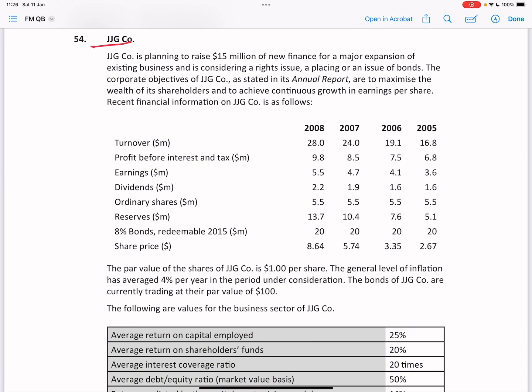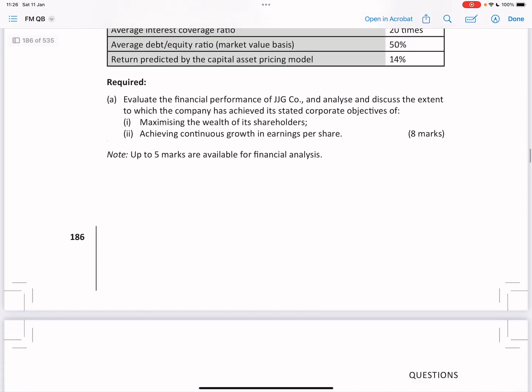Remember what I said? It goes beyond you being able to calculate ratios. Calculating ratios is the easiest thing to do. However, the marks usually come from the interpretation of those ratios. So that is what I want to give you a structure on how to deal with such a question. So let's practice with JJG Co. And like I always like to start from the requirement.